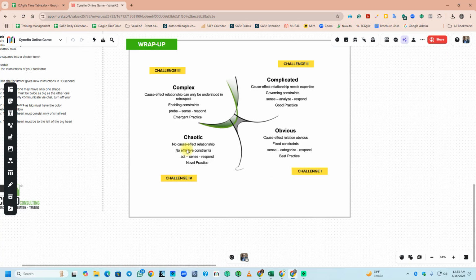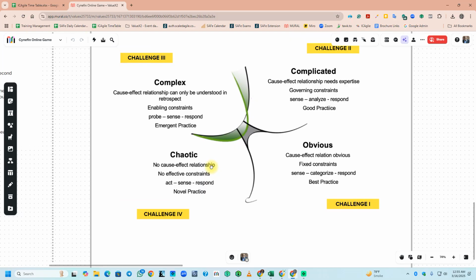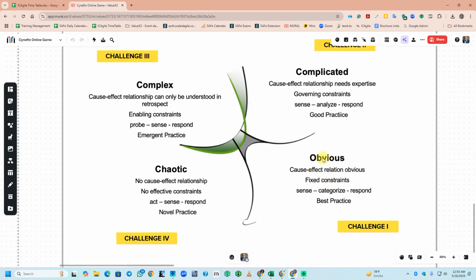Now, to sum up this framework, I just wanted to let you know that in the obvious situation, you will sense the particular issue that your customers are facing. Then you categorize it based on the FAQs or the SOPs that you have in the organization about that particular product or service, and you respond to the customer. In the second case, you sense the customer's issue. You know that this is a little bit difficult problem to handle. You approach your team leader, you analyze the situation, and with the help of team leaders you provide some solutions to your customers and respond to them.